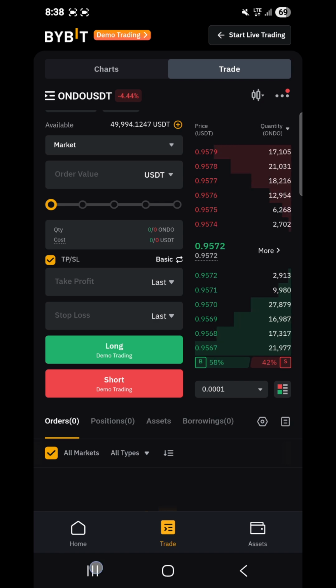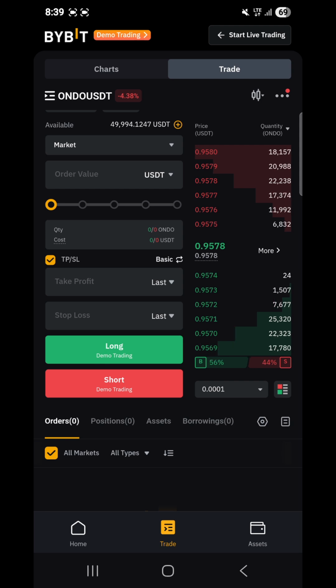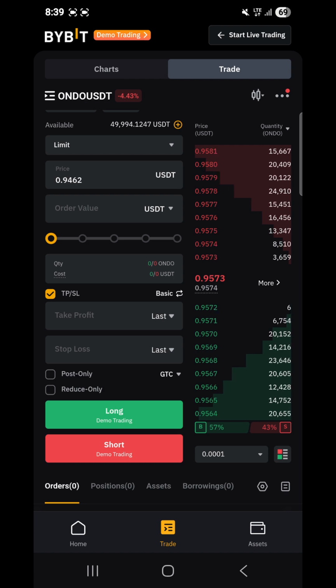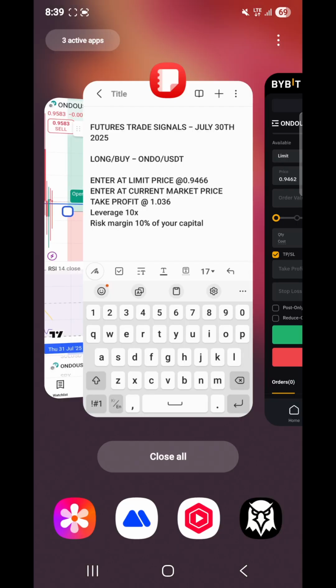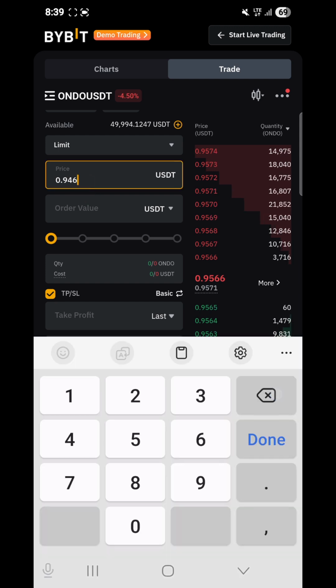So let me go back to that signal. This is the signal. It's saying long or buy. That is, our position is going up. So enter at limit price, or enter at current market price. Let me go back. I would set this market here under this $49,000. I'll set this market to limit, and then I would set the limit price to, what's the price here? 0.9466. That's the limit price.